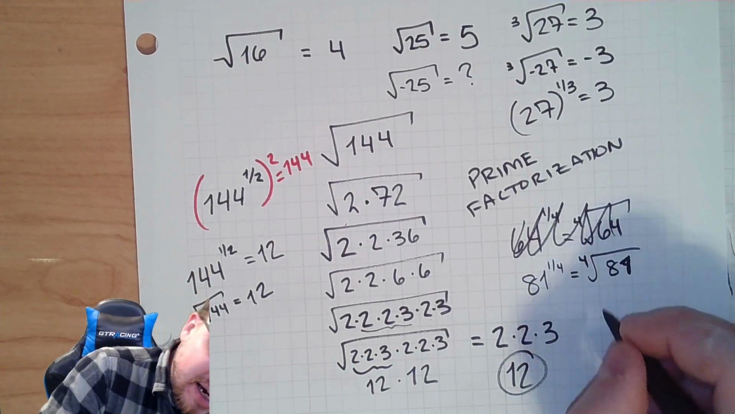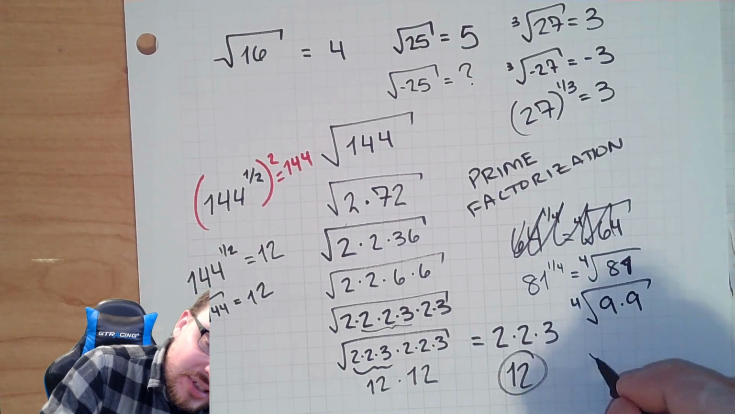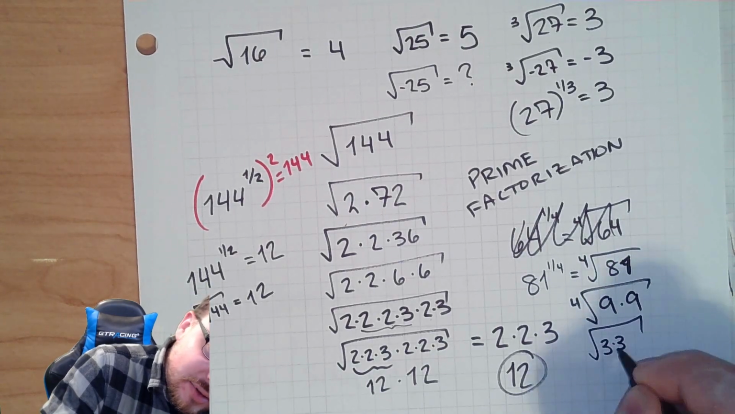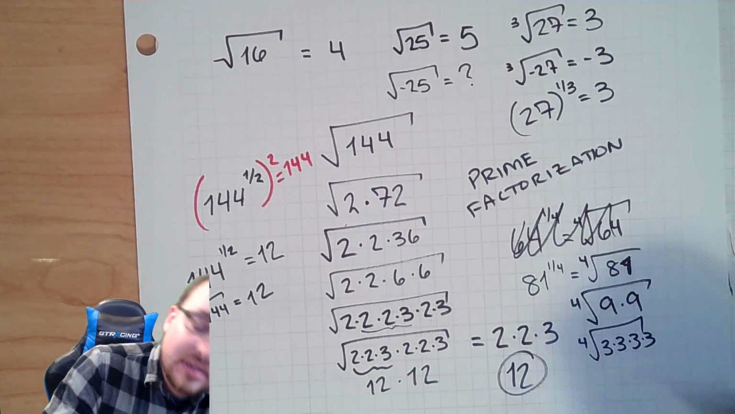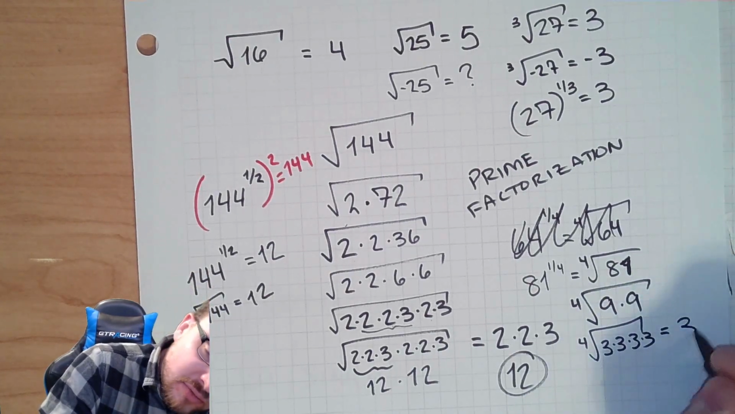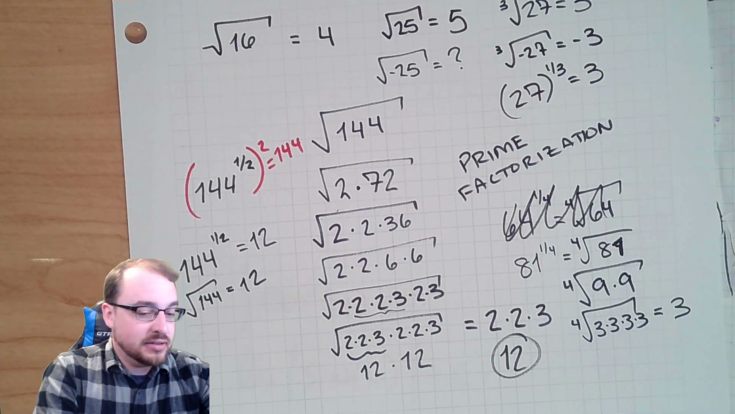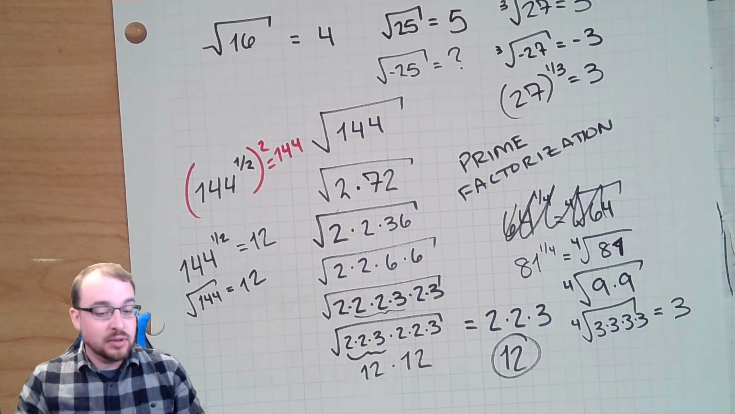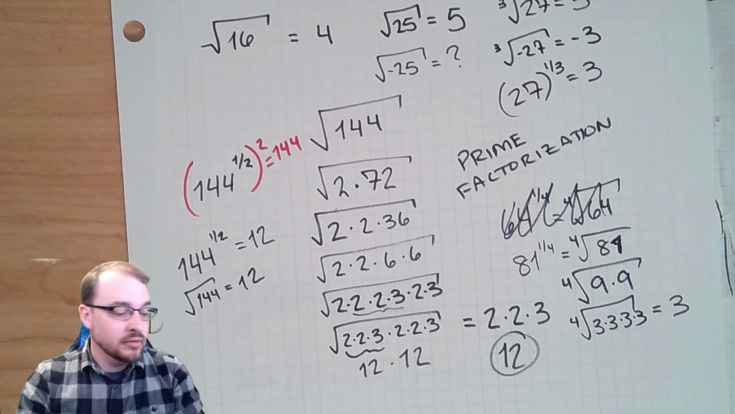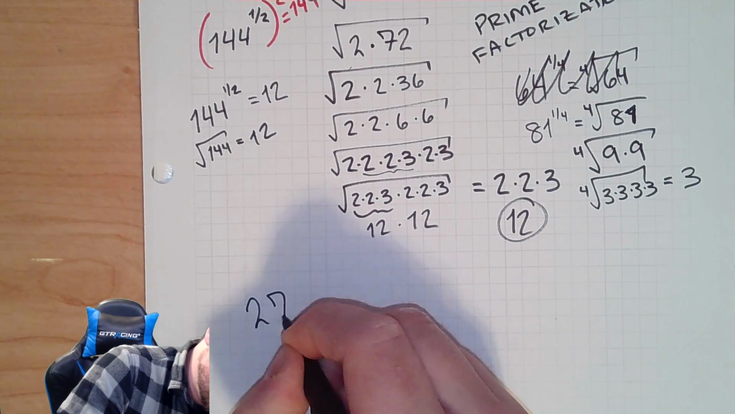Because if I break this down, I can write it as 9 times 9. And of course, 9 times 9 is 3 times 3 times 3 times 3. And so it looks like what number times itself gets you this number? Well, 3 times itself 4 times gets you this number. So that's a little bit of fractional exponents. That's a little bit of roots review. And then I want to get into what happens when we have a fractional exponent like this.